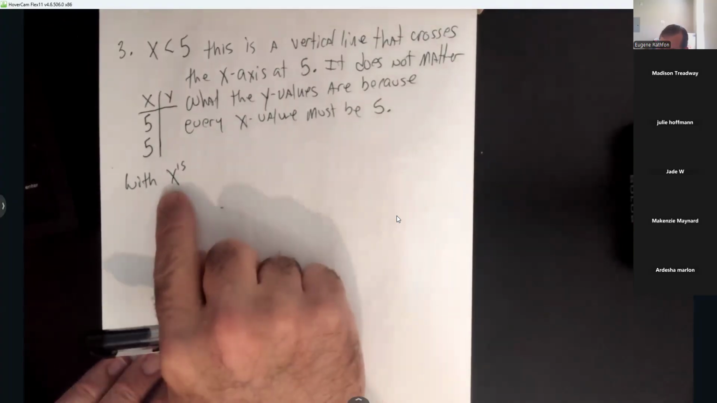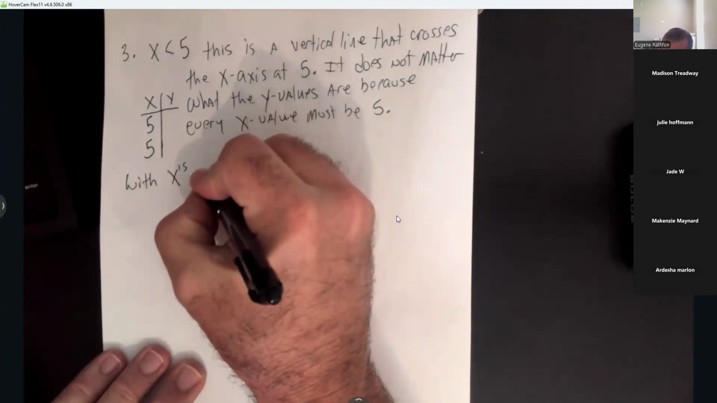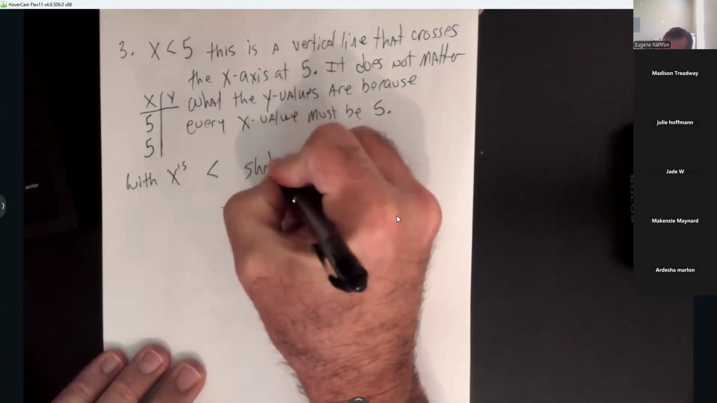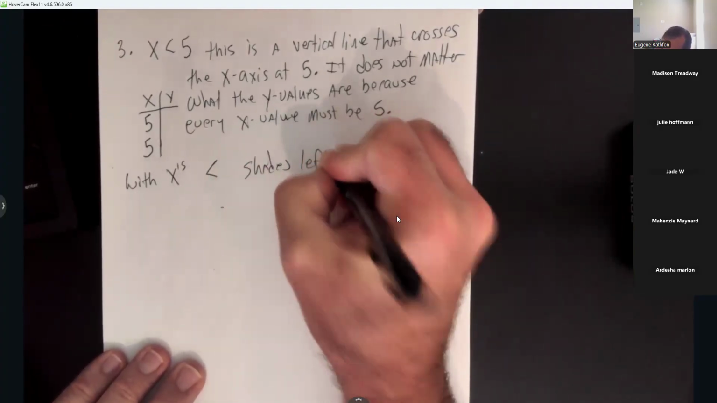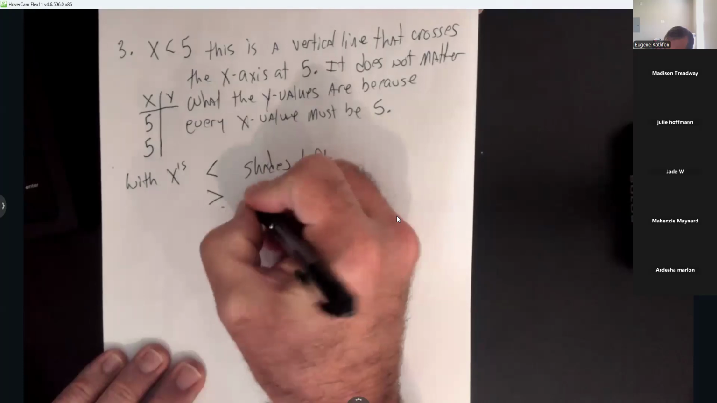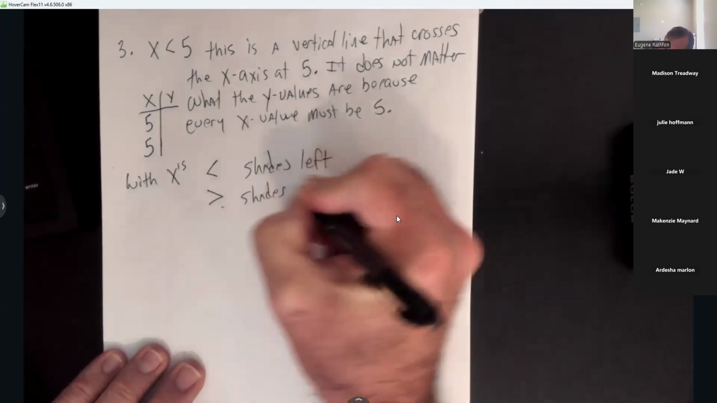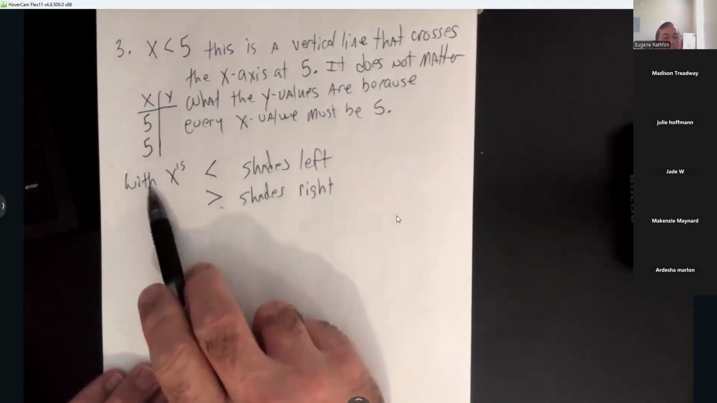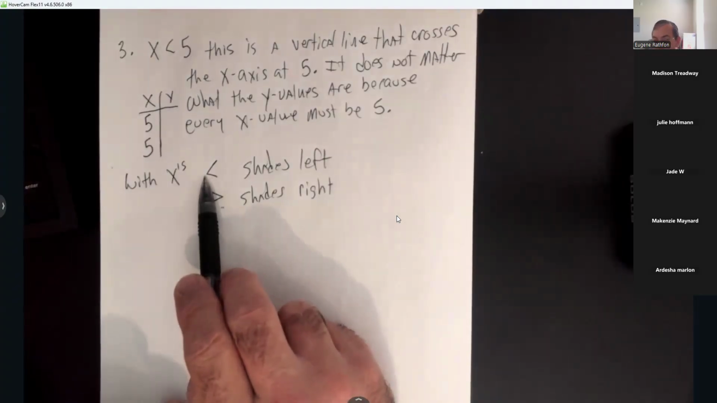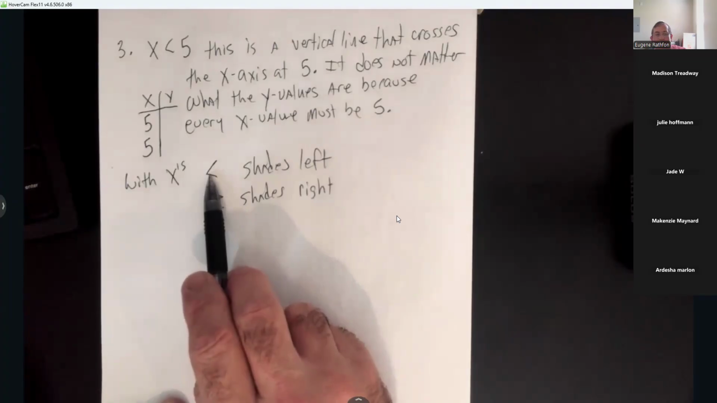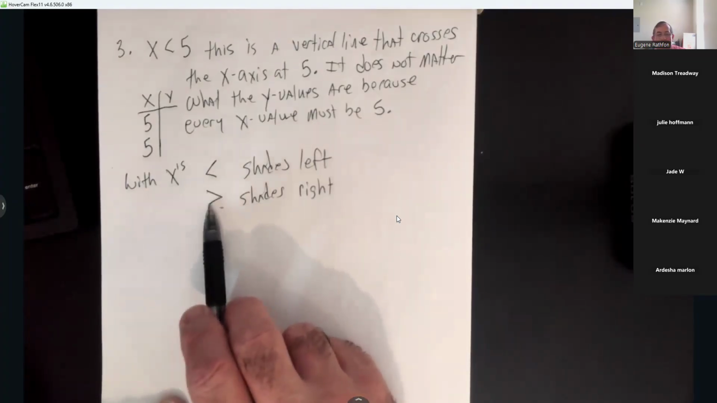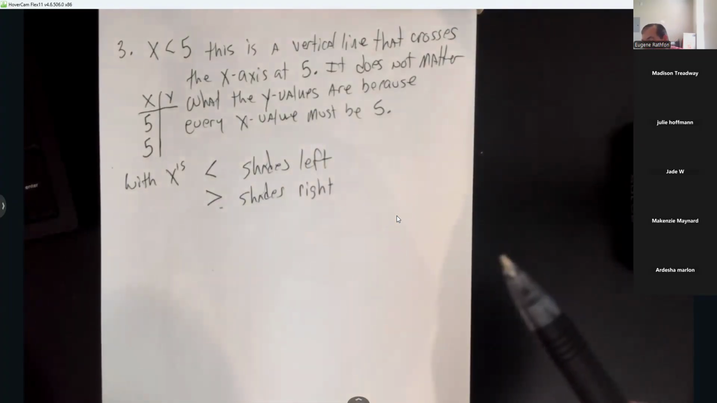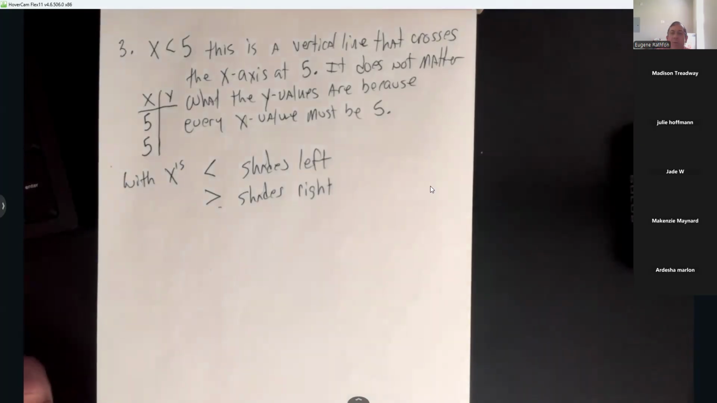So these vertical lines with x's, less than shades left, greater than shades right. I'll tell you a trick. When you're dealing with x's, it points the way you got to shade. If it's pointing left, I'm going to shade left. If it's pointing right, I'm going to shade right, okay? So y'all, let's go back on this math lab.